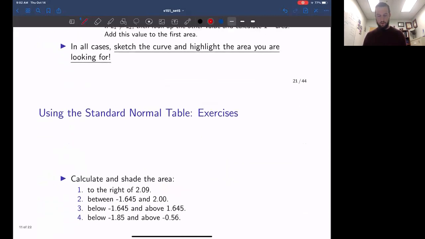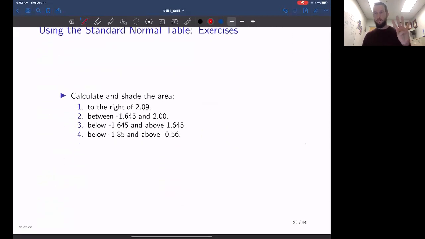Okay, so we're going to do 4 different exercises. The first 2 exercises we have already seen examples of. The last 2 exercises we haven't actually seen examples of yet, but they're combinations of below, to the left, and to the right of 2 z-scores. All right, so example 1, find the area to the right.